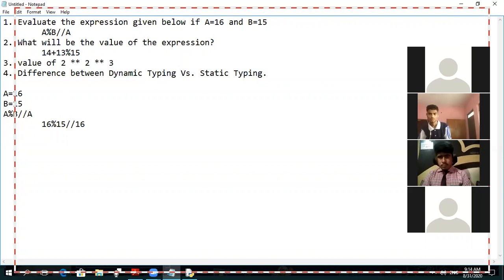So when we have to solve this, 16 modulus 15. In the case of modulus operator, it always gives remainder instead of quotient. So it will provide 1 because 15 1 ja 15, 1 is a remainder and 1 is a quotient also, but here we will take remainder. 1 is a remainder, then floor division and 16.